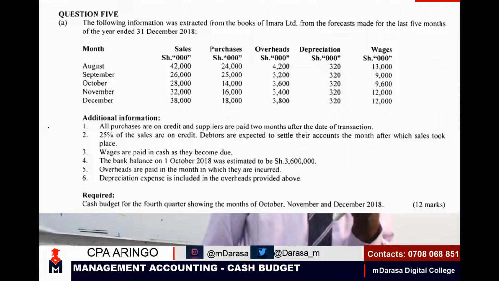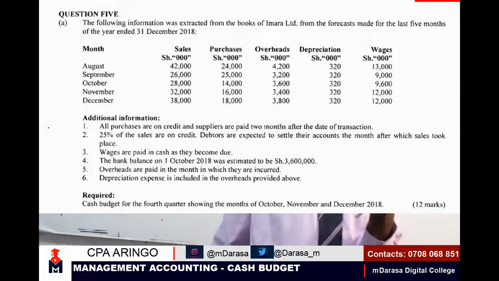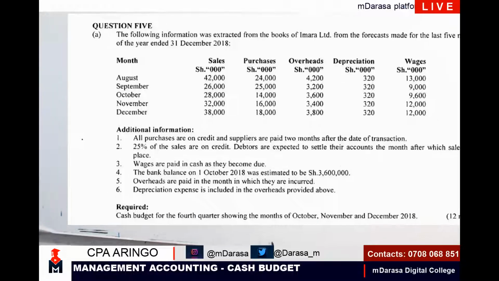Wages are paid in cash as they become due. Note 4, the bank balance on 1st October 2018 was estimated to be 3.6. Overheads are paid in the month in which they are incurred. Depreciation expense is included in the overheads provided above. So, cash budget for the fourth quarter, showing the months of October, November, December 2018. So my good students, that's the question that you are given, and it's upon us now to work it out.